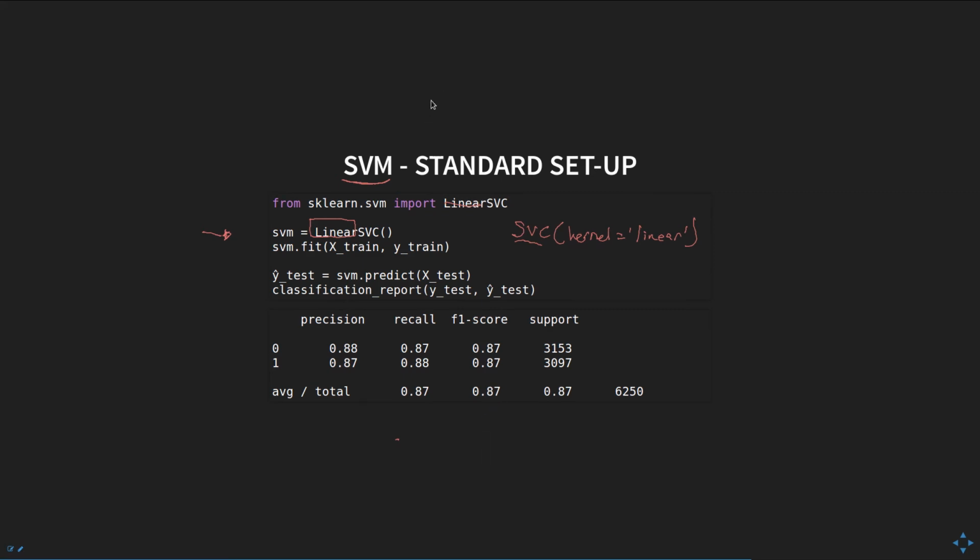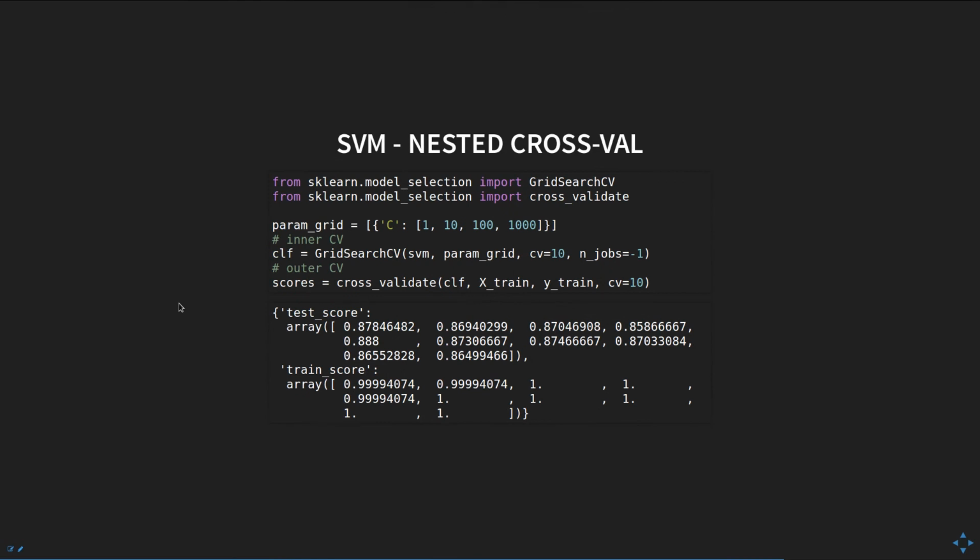However, also note that this is sort of a standard setup, right? We didn't do any tuning, we didn't do cross validation, so we might actually be able to improve our performances. So this is what I did here. I constructed a parameter grid to tune the C parameter that comes with the SVMs.